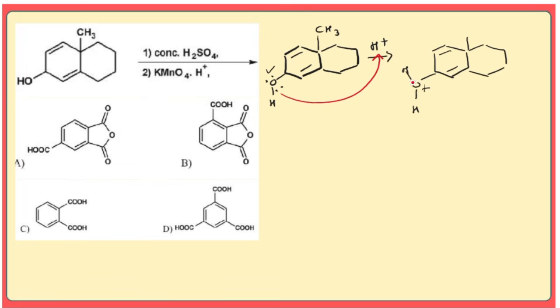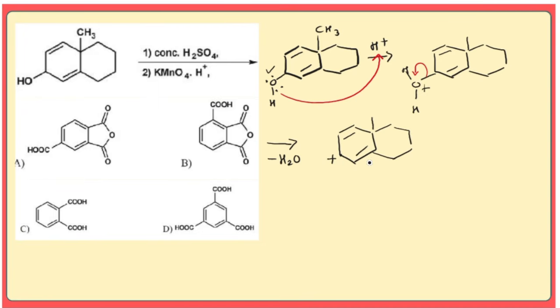Then what happens? Since oxygen cannot have a positive charge, it will undergo dehydration. If you are already familiar with this reaction, you can skip this step and directly show that this OH goes with the proton as water and then you can form a carbocation. So what is a carbocation? It is a reaction intermediate which is electron deficient and has a positive charge. This is where we are getting the carbocation.